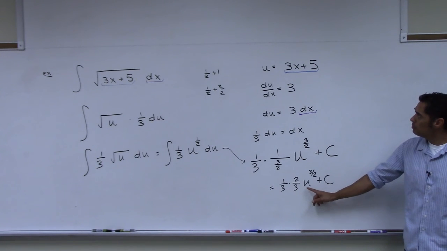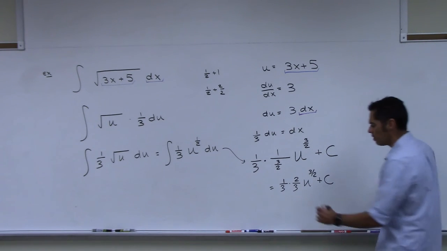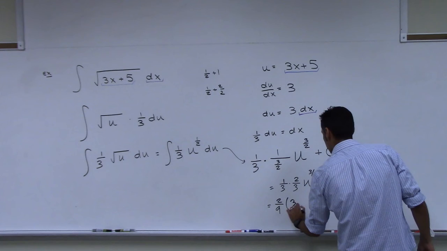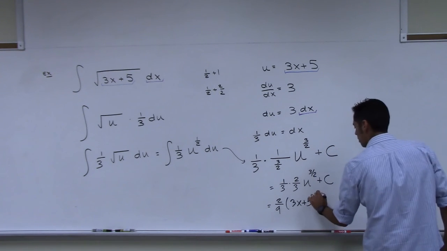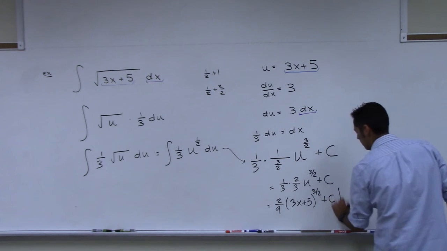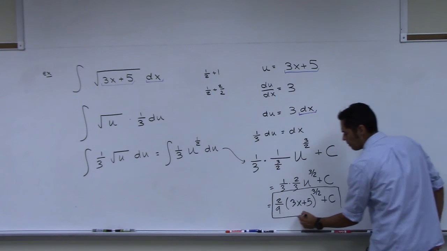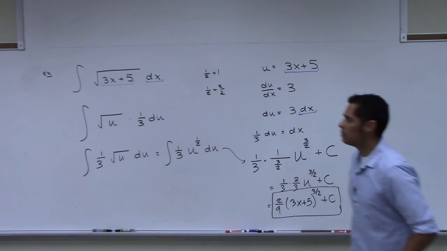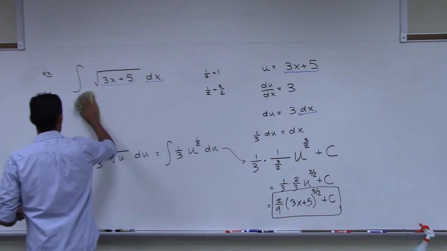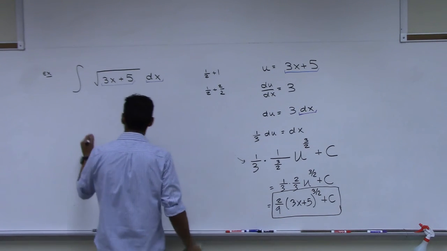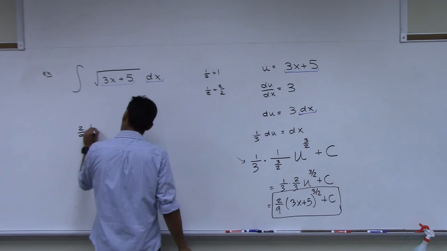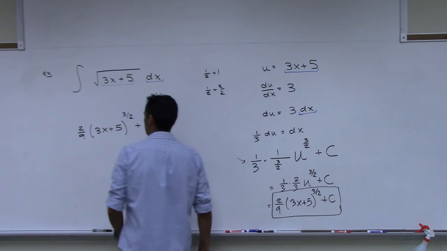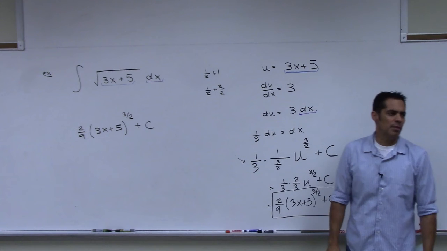What is u? The 3x plus 5. So we're going to have 2/9. Watch how I write this. 3x plus 5 raised to the 3/2 plus c. Wow, that's weird looking, huh? I'm going to write the answer down here again. 2/9, 3x plus 5 to the 3/2 plus c. I don't believe that that's the correct answer. I don't believe it is.